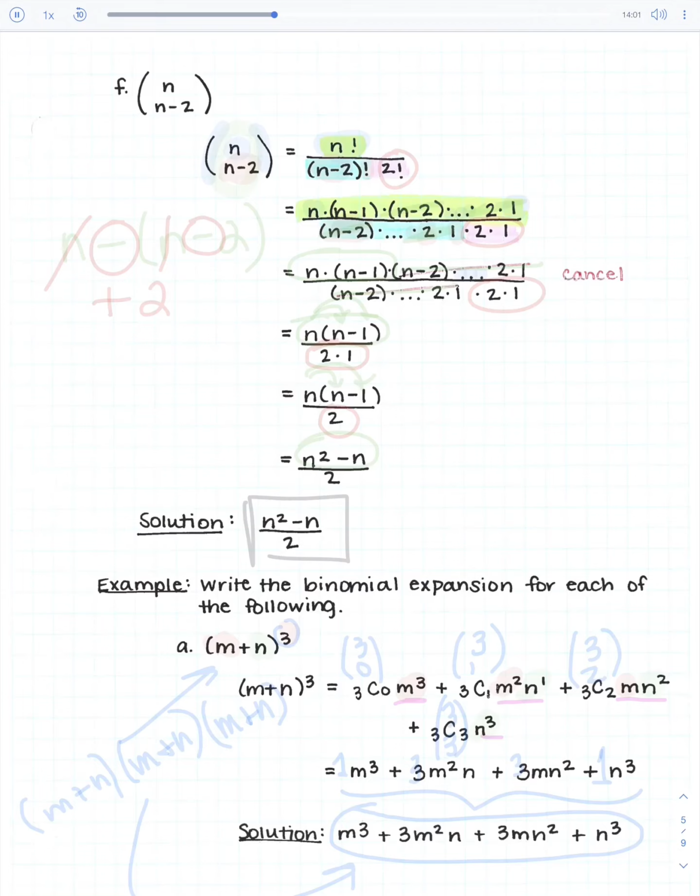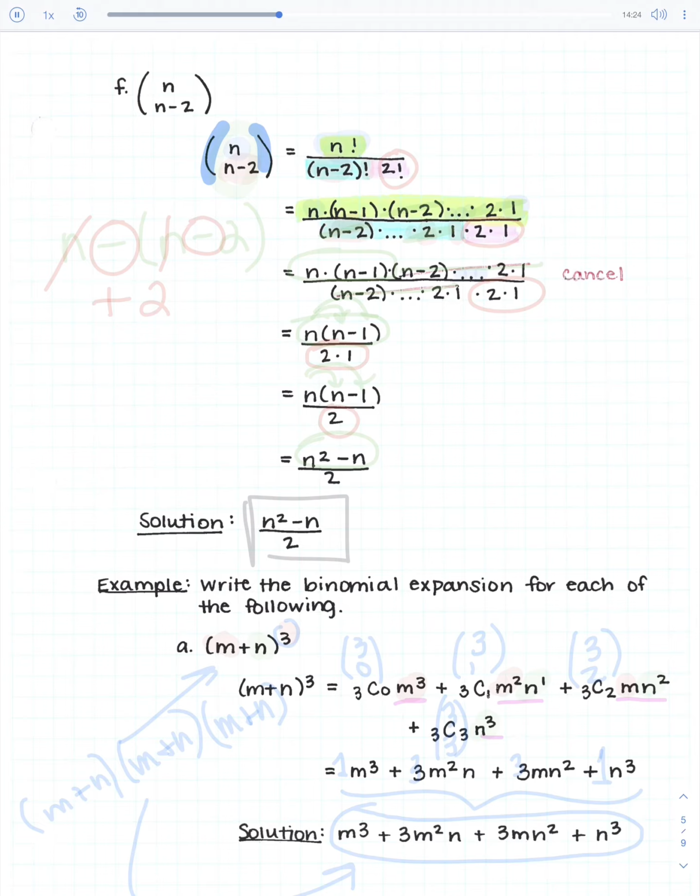Now, just to make sure we understand what's going on with these combinations, let's do a generic combination. Let's start out with this one on F, which is a combination of n on top and n minus 2 on the bottom. So remember what the formula for combination says.